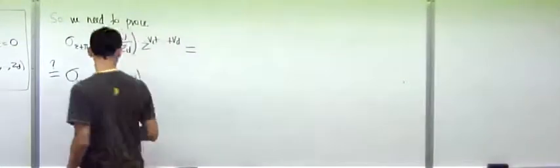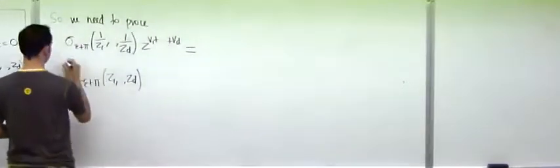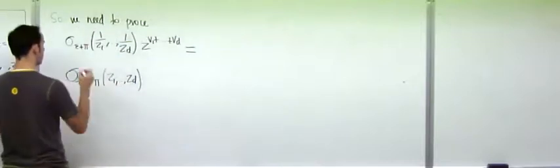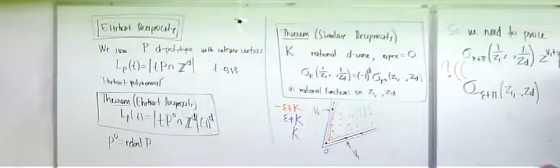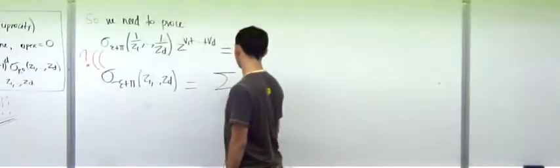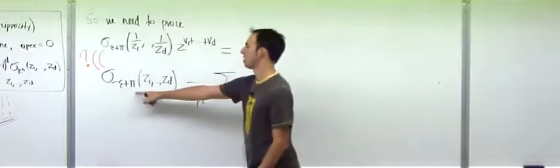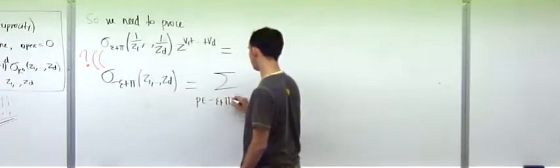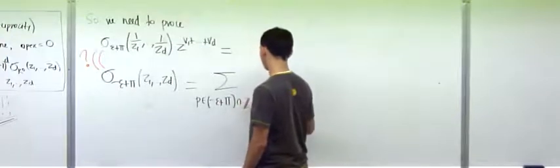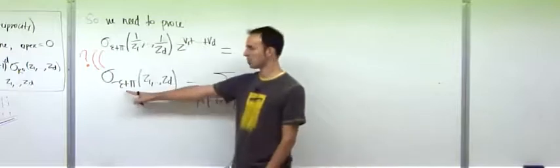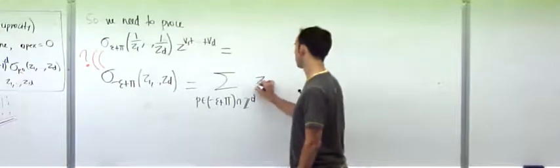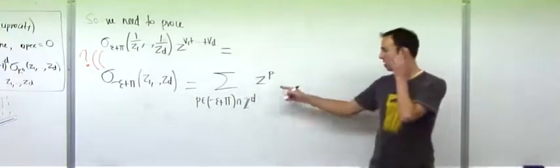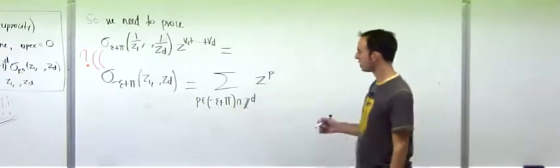So we want to prove that these two things are equal to each other, right? Let me put it in a different color because I don't want you to think that we know this already. We don't know if these two things are equal to each other. Okay? But we know what each one of them is, right? So this is the sum over points in minus epsilon plus pi intersect z to the d. Okay. So in other words, lattice points in the fundamental parallelepiped. And then this is basically z to the p. Okay. This is just the enumeration of the lattice points in this parallelepiped.